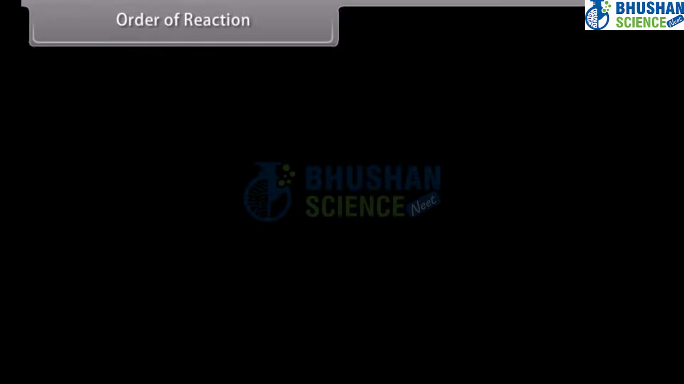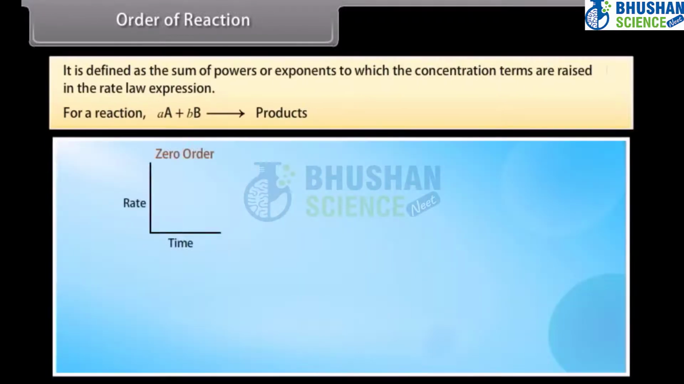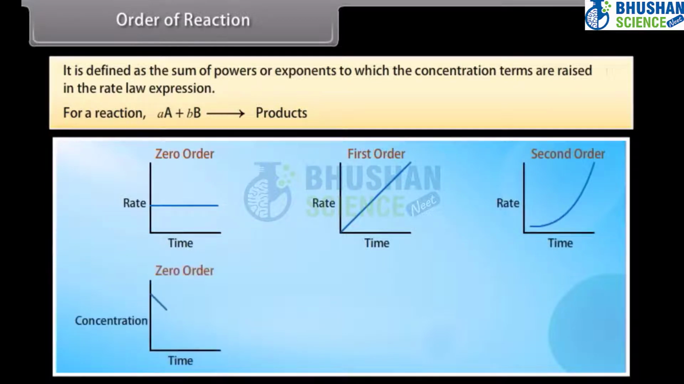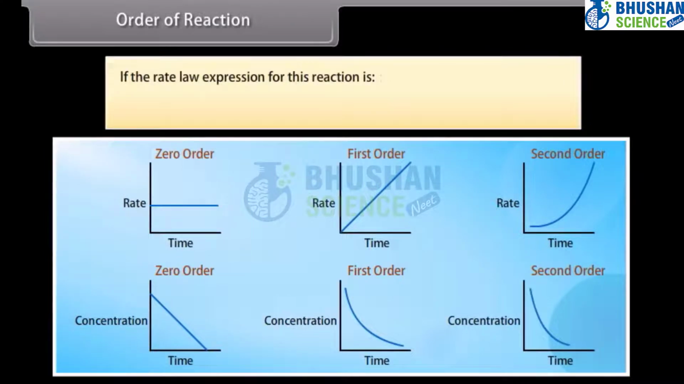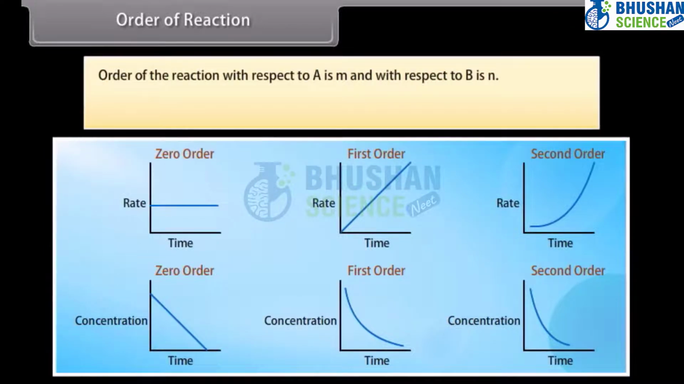Order of reaction. It is defined as the sum of powers or exponents to which the concentration terms are raised in the rate law expression. The rate law expression for a given reaction is given by: rate of reaction is equal to product of k, A raised to the power m and B raised to the power n. The order of this reaction is equal to m plus n. Order of the reaction with respect to A is m and with respect to B is n.